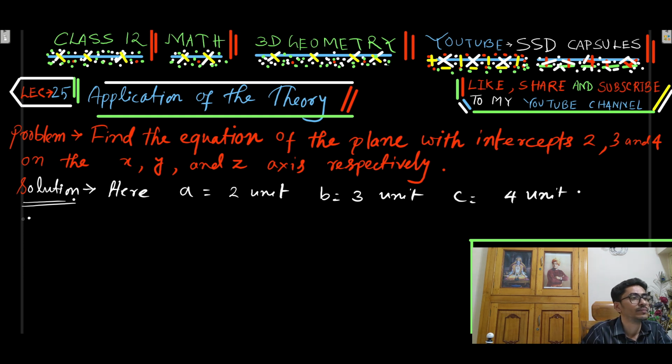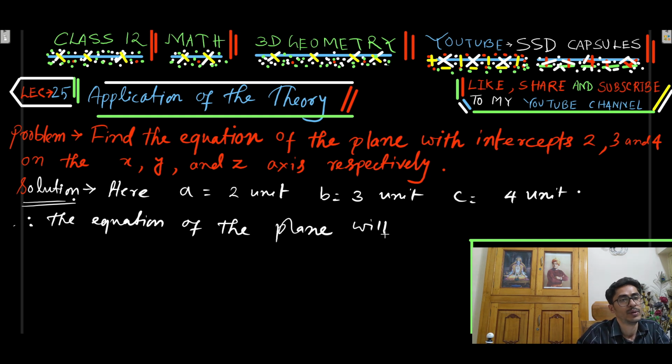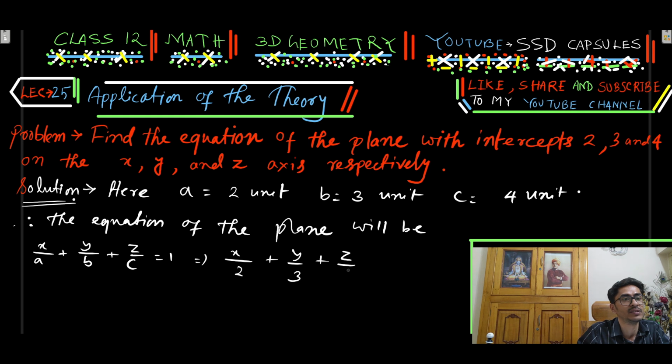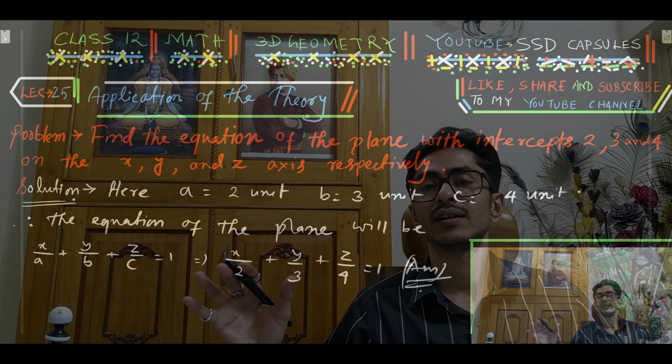So therefore the equation of the plane will be x by a plus y by b plus z by c equal to 1, which implies x by 2 plus y by 3 plus z by 4 equal to 1. So that is the answer. We are done.